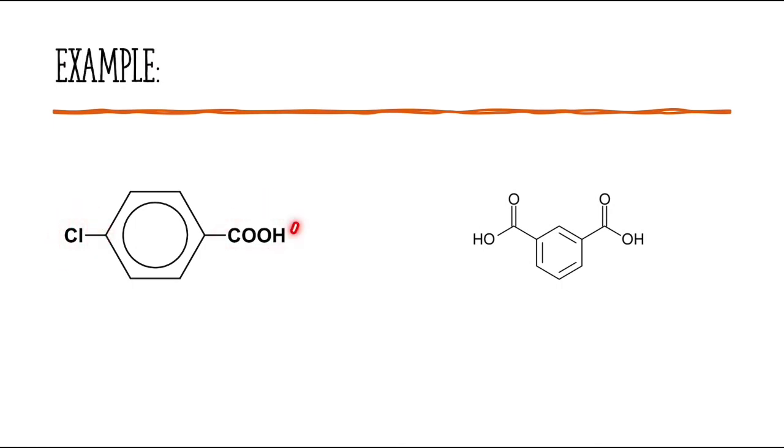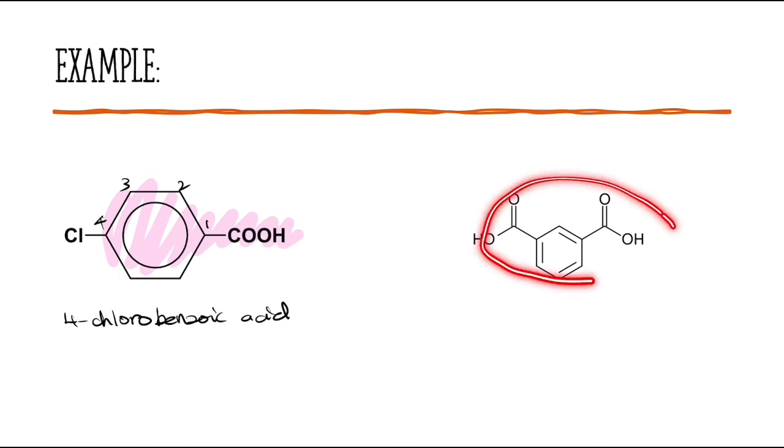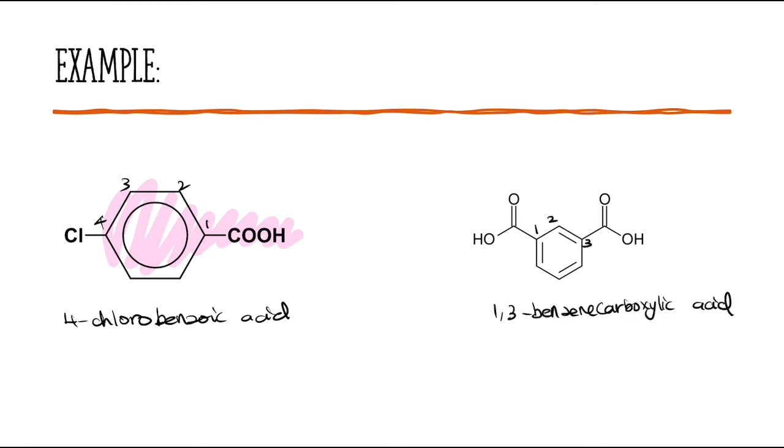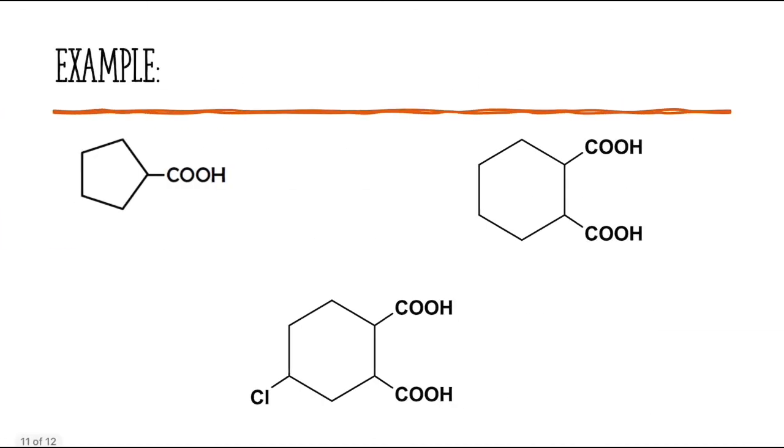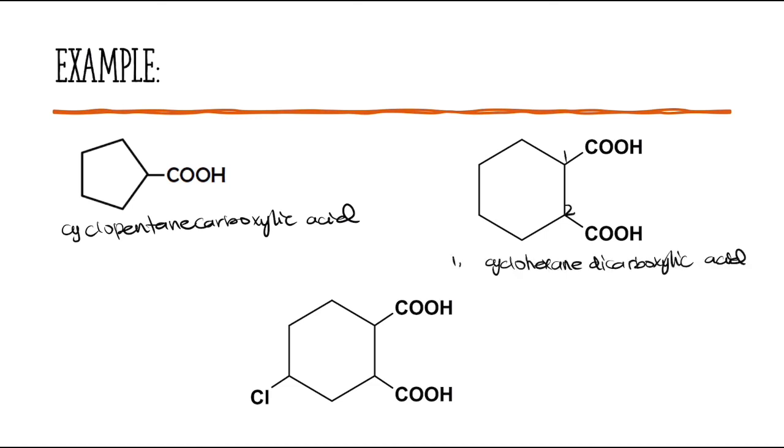So for this structure, the name will be 4-chlorobenzoic acid. And for this one, the name will be 1,3-benzene dicarboxylic acid. This one will be cyclopentane carboxylic acid. For this one, the name will be 1,2-cyclohexane dicarboxylic acid.